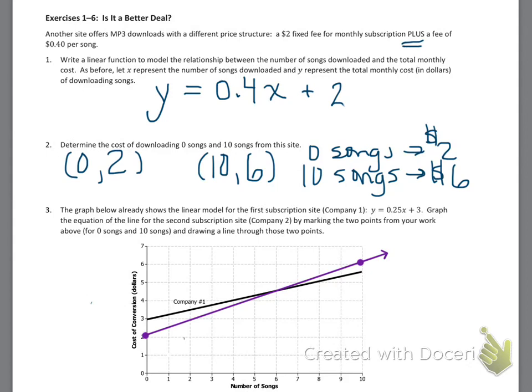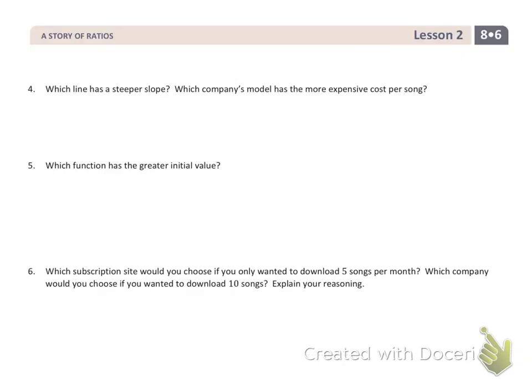All right, so this looks a lot like a system of equations, doesn't it? Okay, so we're going to go to the next page and answer some questions. We'll go back to the graph as we need to. Which line has a steeper slope? Which company's model has the more expensive cost per song?